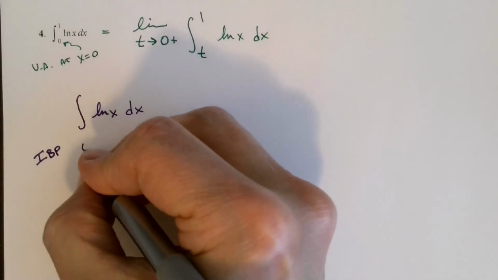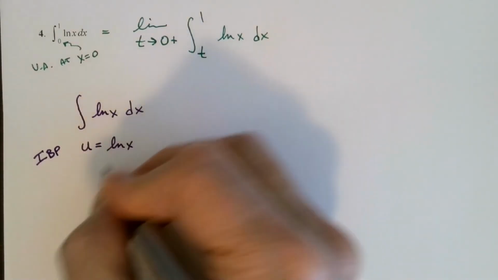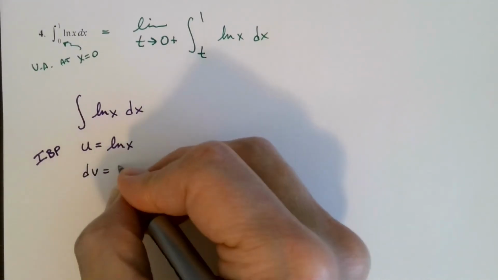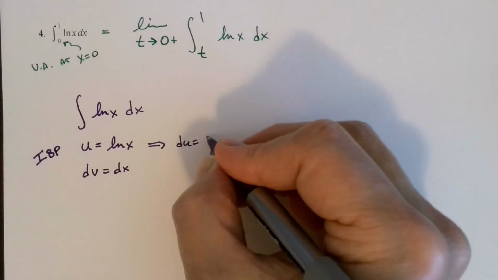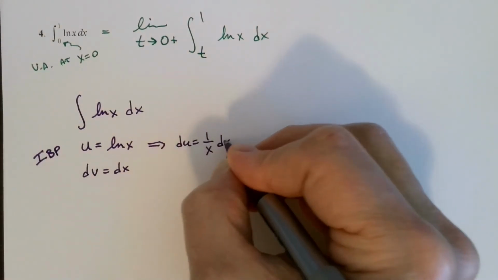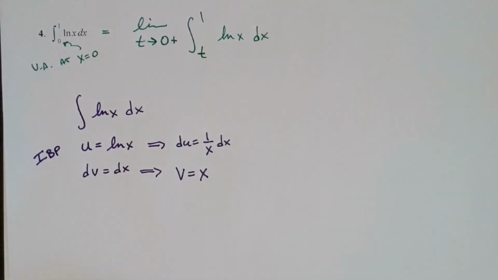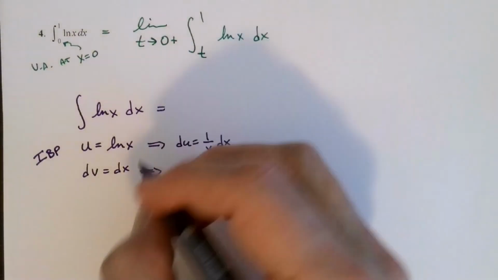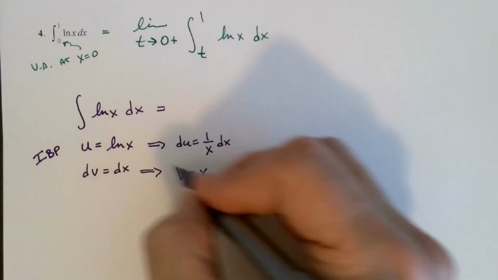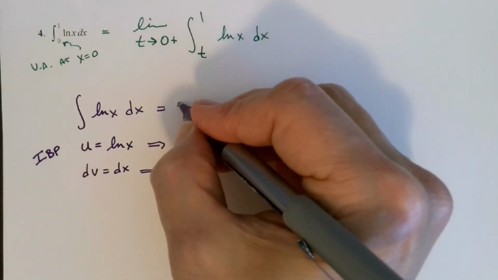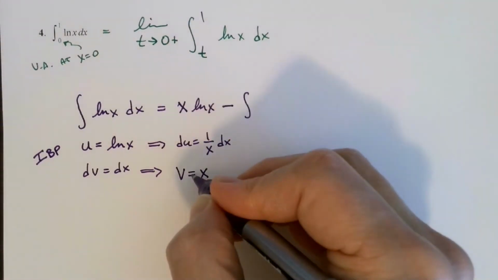So what are we going to choose u to be? LIATE, log. Hey, log. What's dv? Is there anything left? Yeah, the dx. So what's du? 1 over x dx. What's v? Integrate to get x. So remember, integral of u dv is uv, so that's x times the natural log of x, minus the integral v du.